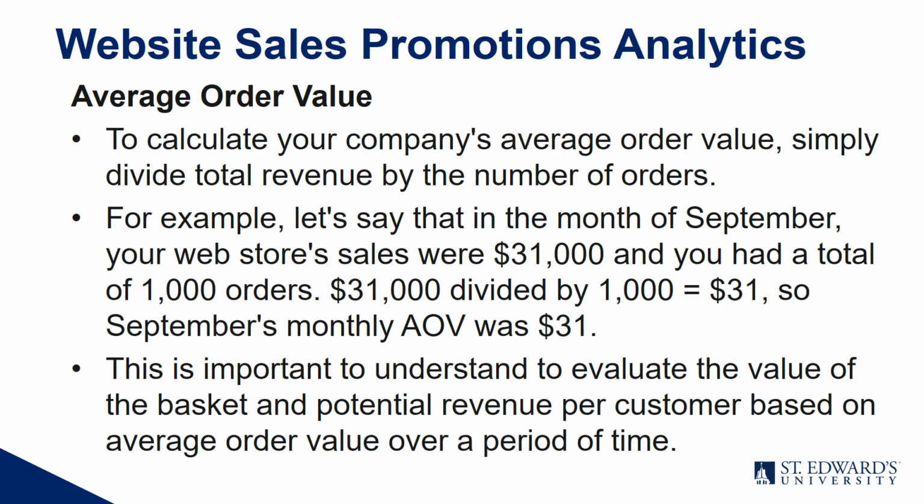To calculate this, you take the overall total revenue or sales and divide that by the total number of orders. For example, in the month of September you had monthly total sales on your website of $31,000 and a total of 1,000 orders. Simply divide 31,000 by 1,000, and your average order value, or AOV, is $31. This is important to understand to evaluate the value of the basket and the potential revenue per customer over a period of time.